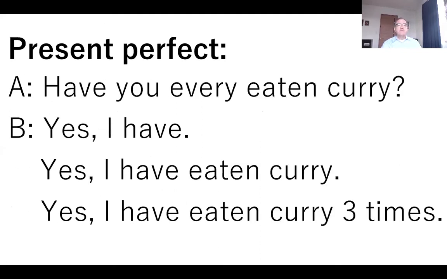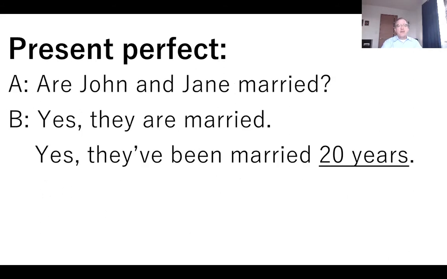Okay. Now, have you ever eaten curry? Notice there are three different ways I can answer this. Yes, I have. Yes, I have eaten curry. Yes, I have eaten curry three times. Okay. Yes, I have, for short. Yes, I've eaten curry. Yes, I've eaten curry three times. Now, three times, if it's two times or three times or four times, we always say have, because that's not one certain time. It's different times. It's not clear when. Okay.